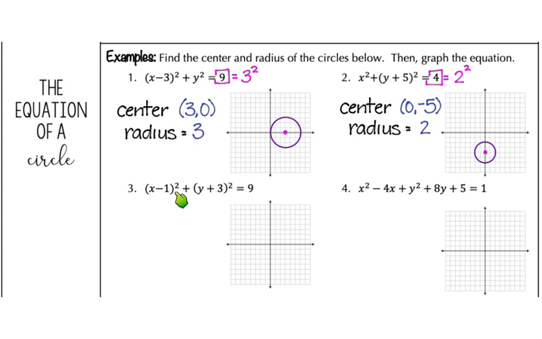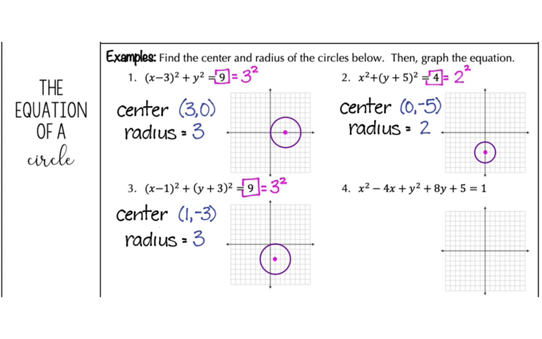This one also is in graphing or standard form. What am I subtracting from X? It is 1. What am I subtracting from Y? Negative 3, because it says Y plus 3, so I'm subtracting a negative 3. And this doesn't equal 9. I say 3 squared so that I can say that my radius is 3. I put a dot at 1, negative 3, which is my center. I go out 3 units and draw my circle.